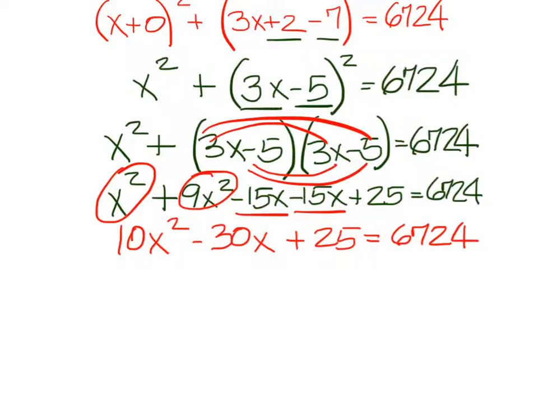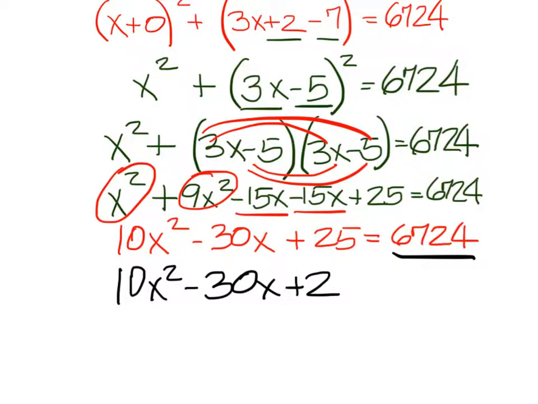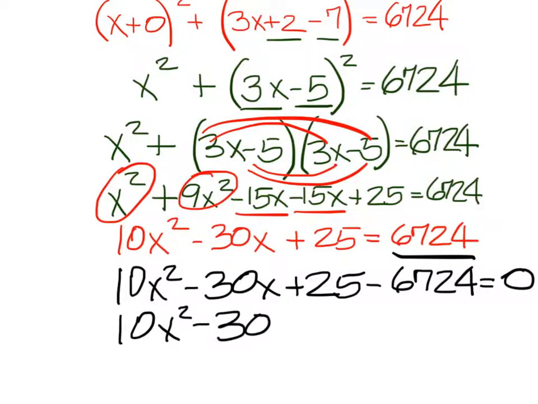Well, we're heading towards a quadratic equation, but in order to solve it, we must have a 0 on this side. So we need to move that constant term over to the left. Change the sign. And then simplify those two constants at the end. 25 minus 6724 is negative 6699. So minus 6699. Okay, there we go. There's our quadratic equation.